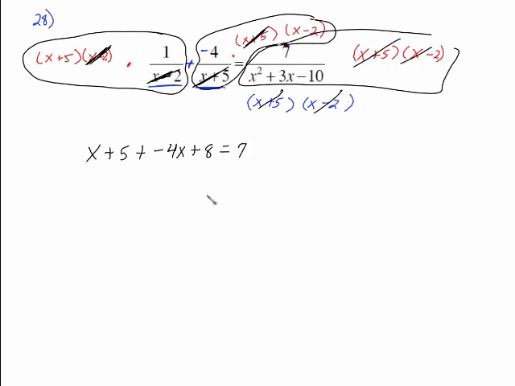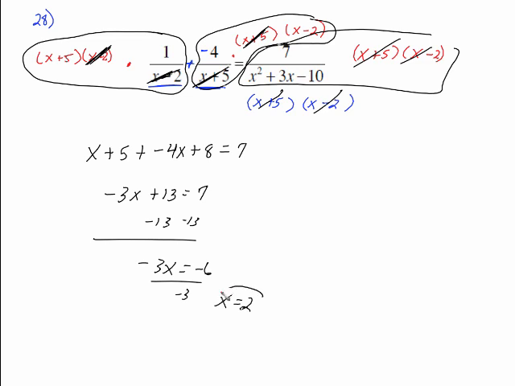So by multiplying by the correct common denominator, I have made the fractions go away, and now I have a reasonable equation to solve. So this is negative 3x plus 13 equals 7. Subtract 13 from both sides, and we have negative 3x equals negative 6. Divide by negative 3, so x is 2.